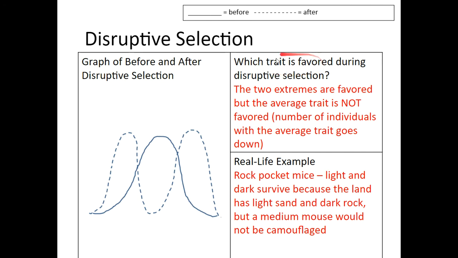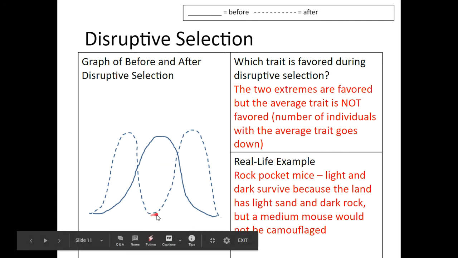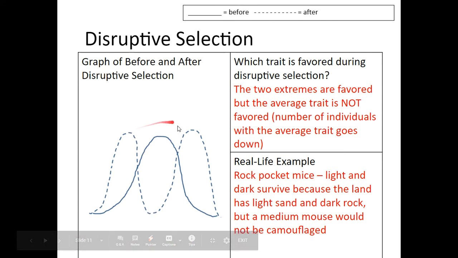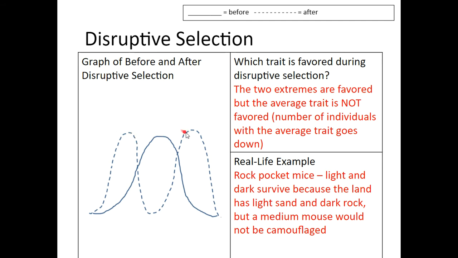So in disruptive natural selection, the trait that's being favored is not the average trait, but it is the two extremes that are being favored. So the number of individuals with the average trait actually decreases, because here's my average here in the middle. If I had drawn a graph here, which I probably should have, I'm sorry. I'll be sure to add that later. But again, if this is 0 and this is 10, the number of individuals afterwards that have the average trait is none. I'm favoring the two extremes.